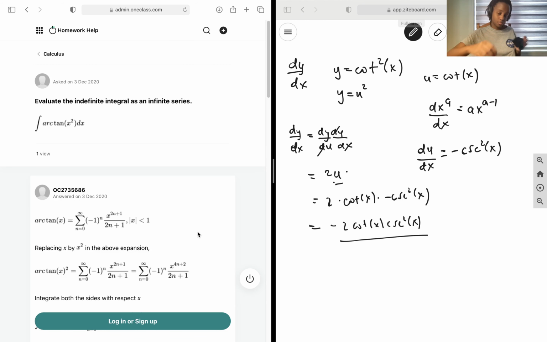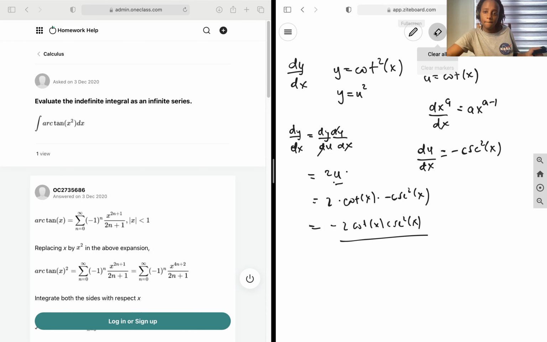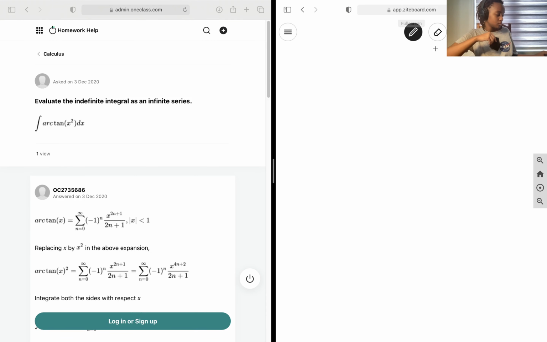Okay, this is going to be our last question. And we want to evaluate the indefinite integral as an infinite series. Okay, and so we're going to need to find arctan x squared in terms of an infinite series.